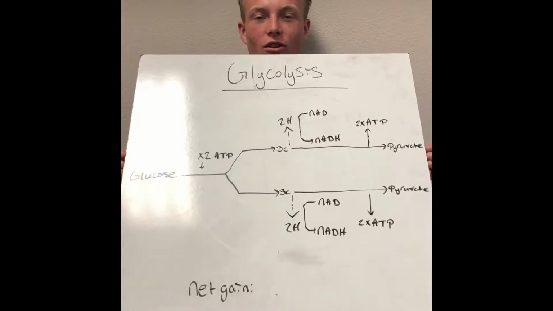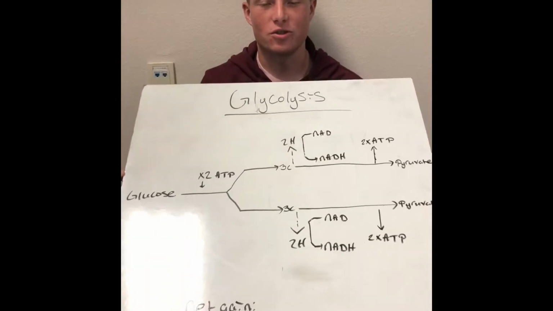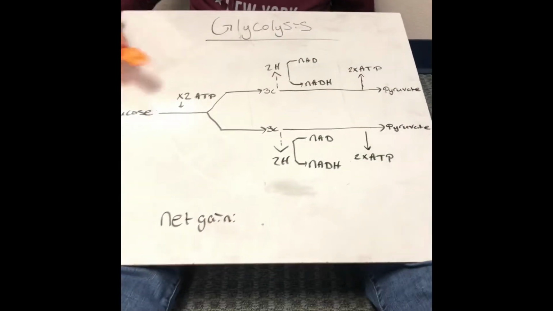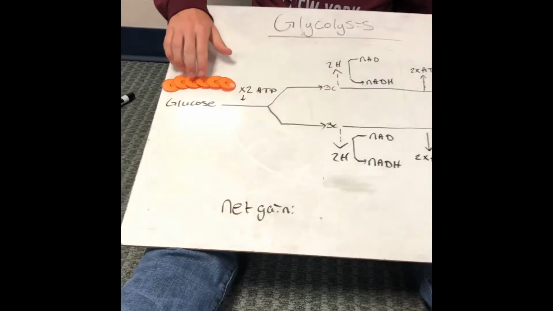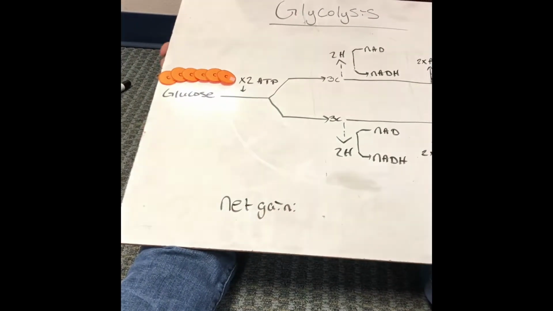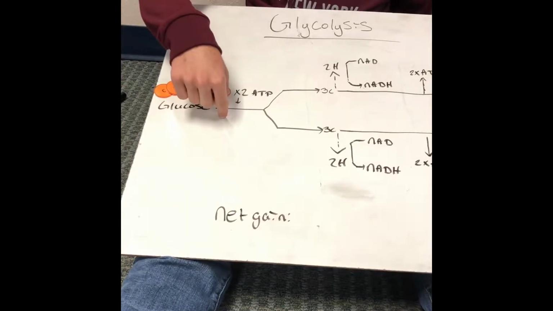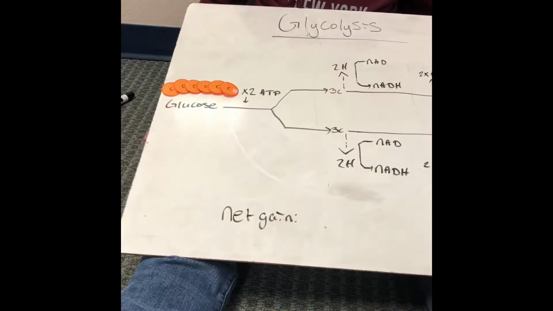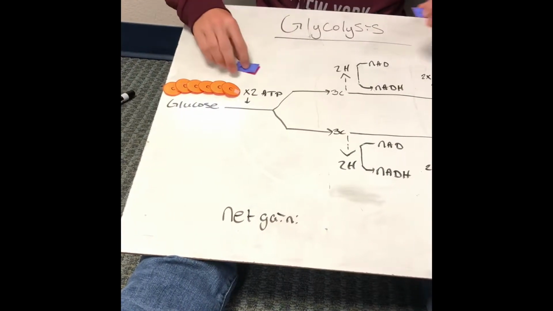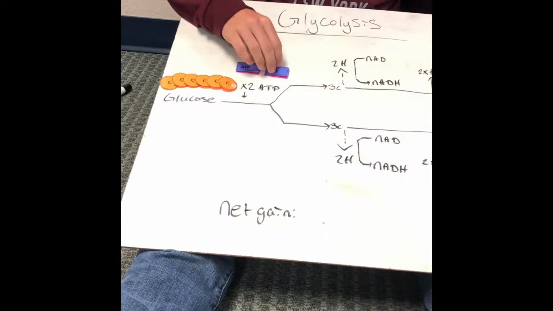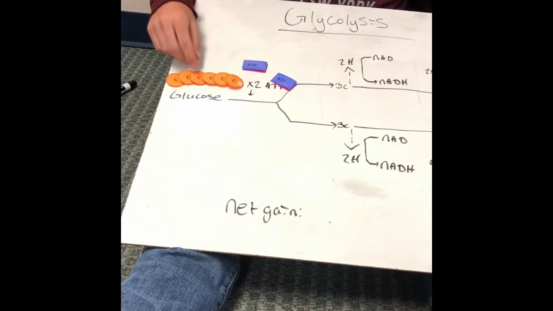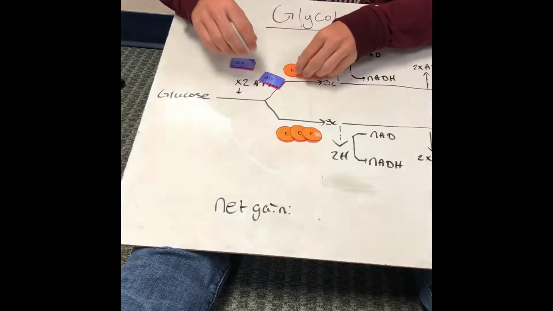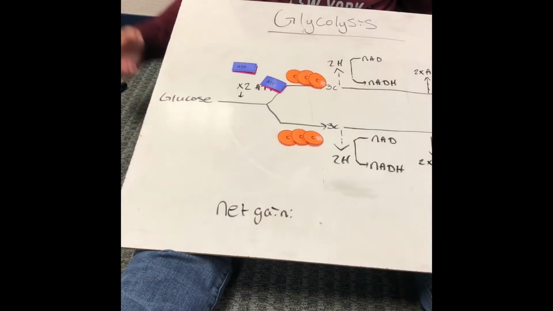Process of glycolysis, so pay attention. Okay, so to start the process of glycolysis, we need a 6-carbon molecule, also known as glucose. And to further go into this process, we need 2 ATP, also considered energy, to act upon our glucose, which will then split it into 2 3-carbon molecules, also known as pyruvate.